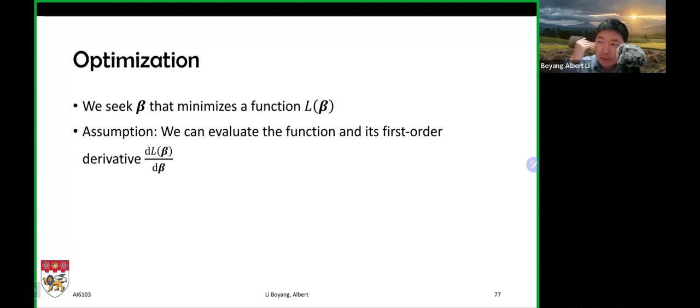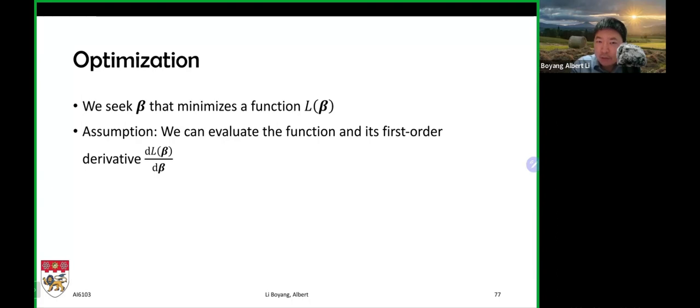So for example, if you have a function that's related to maybe a chemical experiment or a biological experiment, sometimes just evaluating the function value is not very easy to do, and you have to do an experiment.